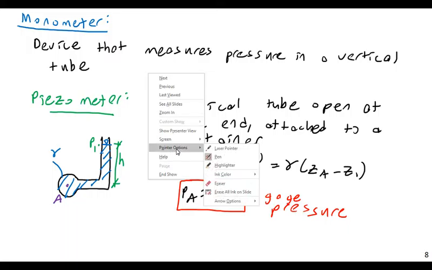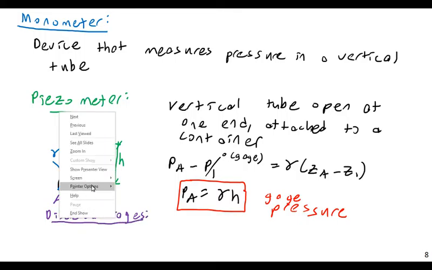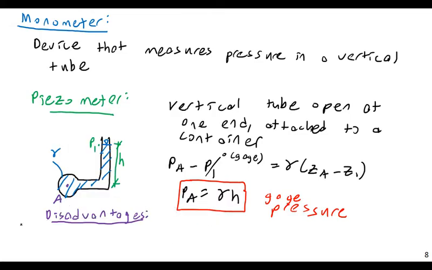Now there are going to be some big disadvantages to this though. Nowadays we tend to use more digital systems, and even though we don't tend to use these devices much anymore in industry, we're discussing them in class today because they're very useful to illustrate basic properties of fluid mechanics. The disadvantages of them are, first, they're only good for small pressures, else the tube is very long.